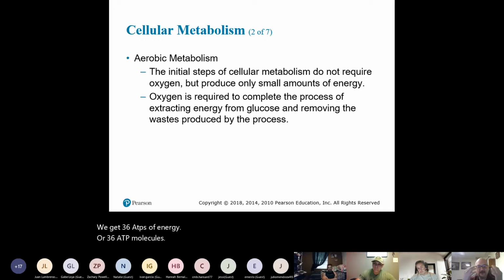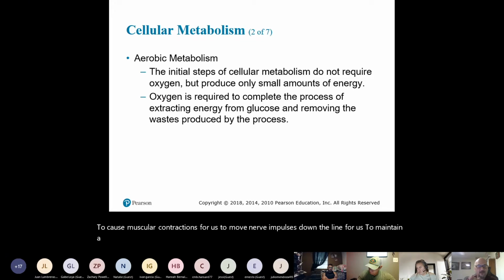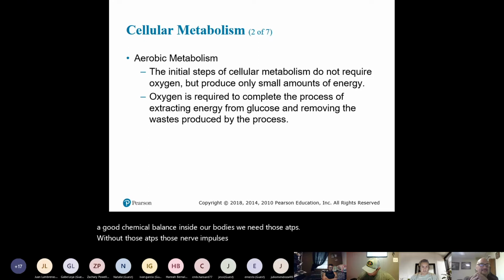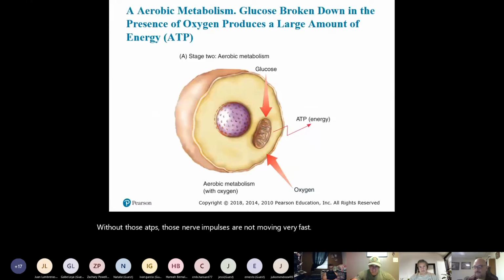In order for us to cause muscular contractions, for us to move nerve impulses down the line, for us to maintain a good chemical balance inside our bodies, we need those ATPs. Without those ATPs, those nerve impulses are not moving very fast. So we need that oxygen.